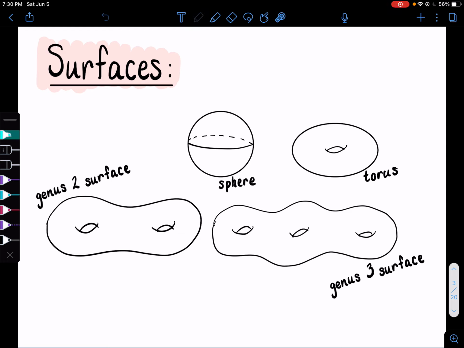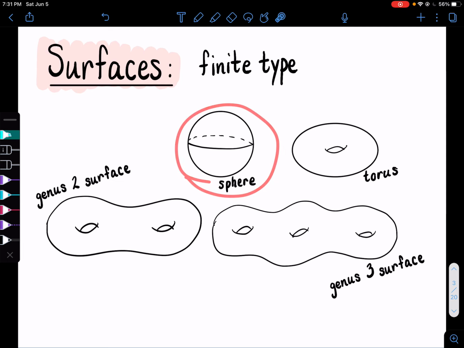So what are surfaces? Well, surfaces are two-dimensional manifolds. I'm first going to introduce finite type surfaces. I've drawn here a few examples. I've drawn a sphere. This is probably one of the most familiar to all of us. You can think of this like the surface of the Earth or the skin of an orange. There's a torus, a genus 1 surface, the classic surface that we associate to topologists, right? It's the joke about a donut being the same as a coffee mug.